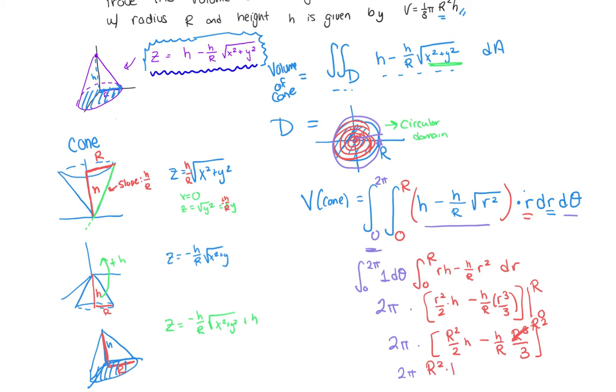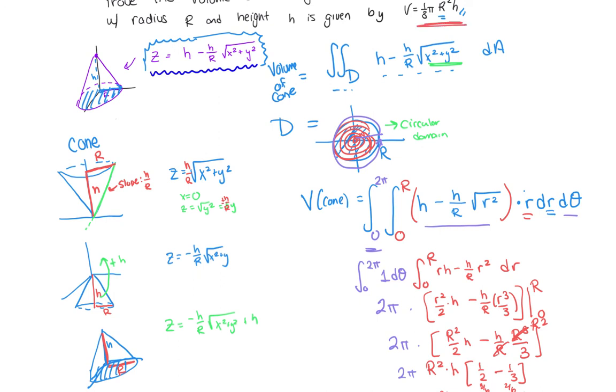R squared times h. So I'm left with 1/2 in the beginning, and then I'm left with 1/3 at the end. 1/2 is 3/6, 1/3 is 2/6, so I'm left with just 1/6. So I get 2 pi times R squared h over 6, which is the same as pi over 3 times R squared h. So that gives me the volume of that cone, which is what we wanted to show.